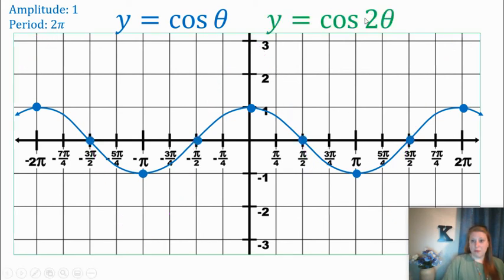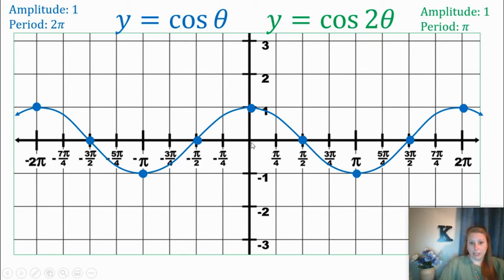All right, what if we put a value here in front of the theta? It's going to do the same thing that happened with the sine function. So instead of an amplitude of 1 and a period of 2 pi, our amplitude is still 1, but now the period is going to be just pi. Because if you recall, the period is always 2 pi divided by b, whatever this value is here. So 2 pi divided by 2 is just pi.